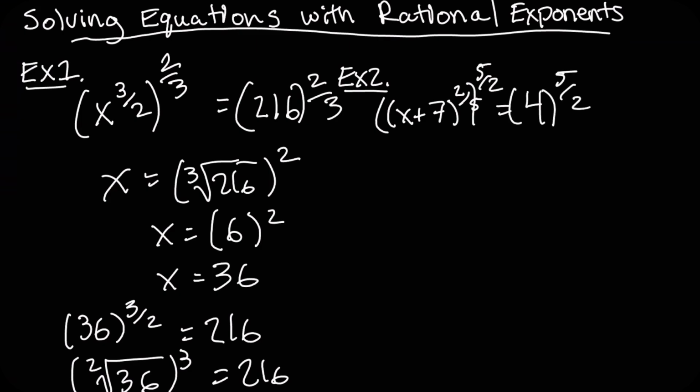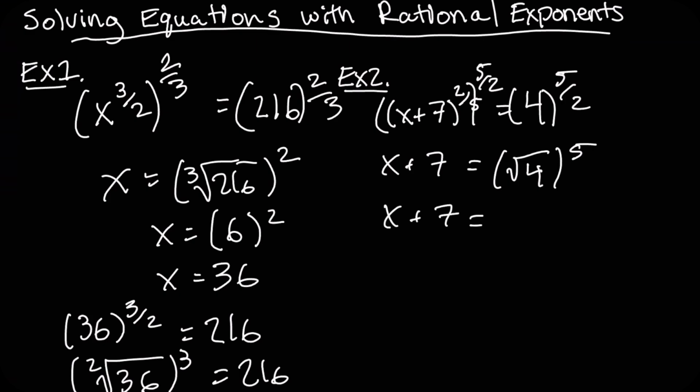So this will leave us with x plus 7 is equal to the square root of 4 raised to the 5th power. So this is x plus 7 is equal to 2 to the 5th, or x plus 7 is equal to 32. And then go ahead and subtract your 7, or x is equal to 25.